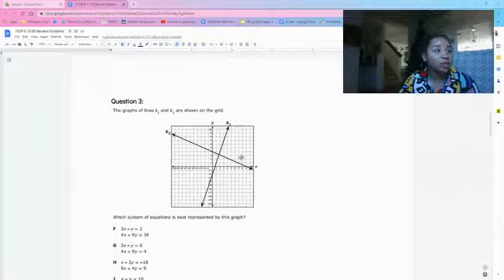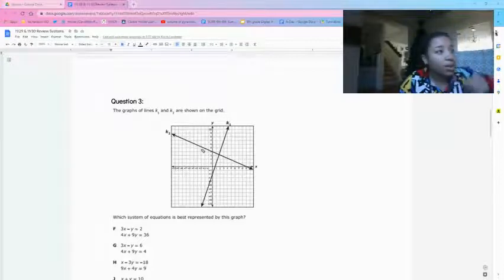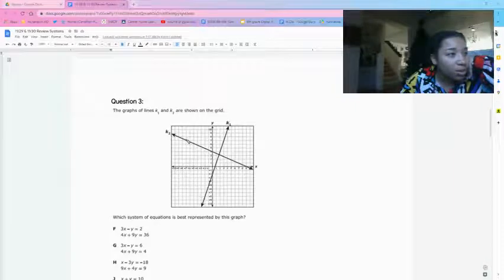Question 3. Okay. The graphs of line K1 and K2 are shown below. Which system of equations best represents the graph? So here what we got to find are 2 pretty points on each graph. I'm going to have K2 be pink, and we're going to do that one first. So I'm going to look really close, and I'm going to say here's a pretty point right here.